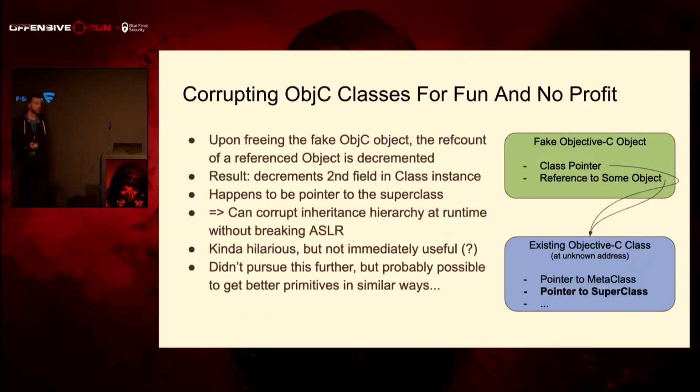I pursued this a bit further. I guess the furthest I got was I was able to basically freeze some object and then make the application lower or decrement some ref count. Now that ref count would also be a pointer to a class, or the thing where the ref count would be decremented was also pointed to a class.